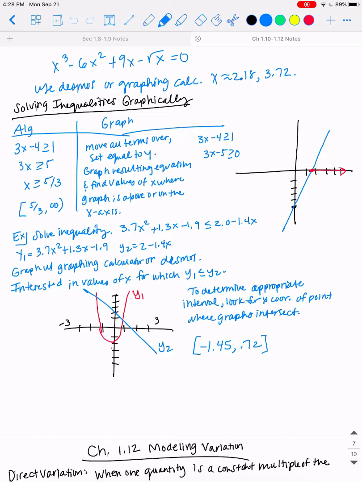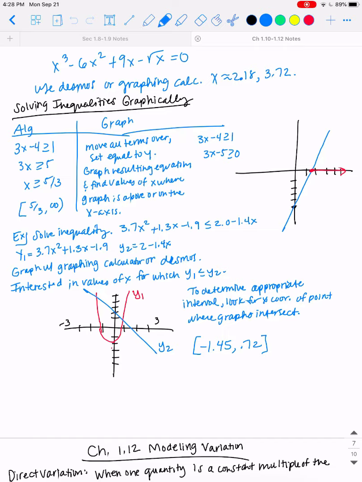So graphically, we would move all the terms over and set it equal to y. And then we would graph the resulting equations and find the values of x where the graph is above or on the x-axis. So we're just going to do an example to demonstrate this.